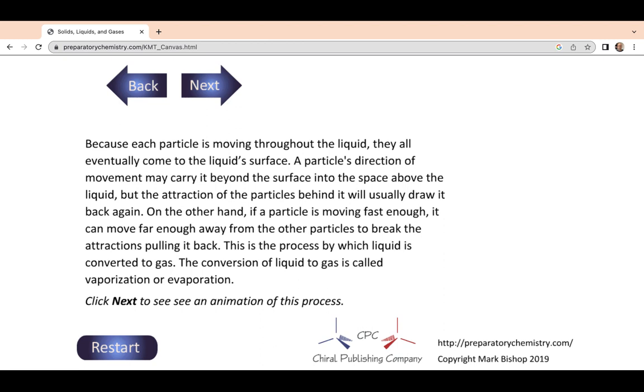Because each particle is moving throughout the liquid, they eventually come to the surface of the liquid. So a particle's direction of motion may carry it beyond the surface into the space above the liquid, but the attraction of the particles behind it usually draws it back again. On the other hand, if a particle is moving fast enough, it can move far enough away from the other particles to break the attractions pulling it back. This is the process by which a liquid is converted into gas. The conversion of a liquid to gas is called vaporization or evaporation.